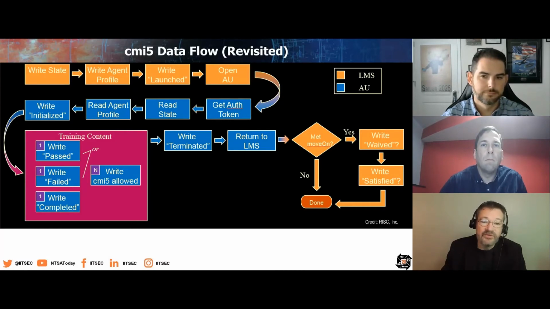Do a quick revisit of the cmi5 data flow, focusing on the training content box. I mentioned the cmi5 allowed statement. We explained what that means. Again, you can only write one of each of the cmi5 defined verbs, but you can write as many cmi5 allowed statements as you wish, provided you follow the rules for those statements.